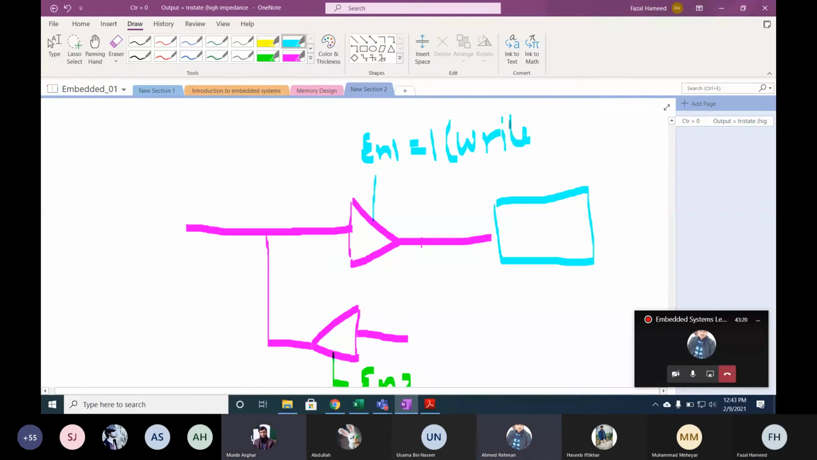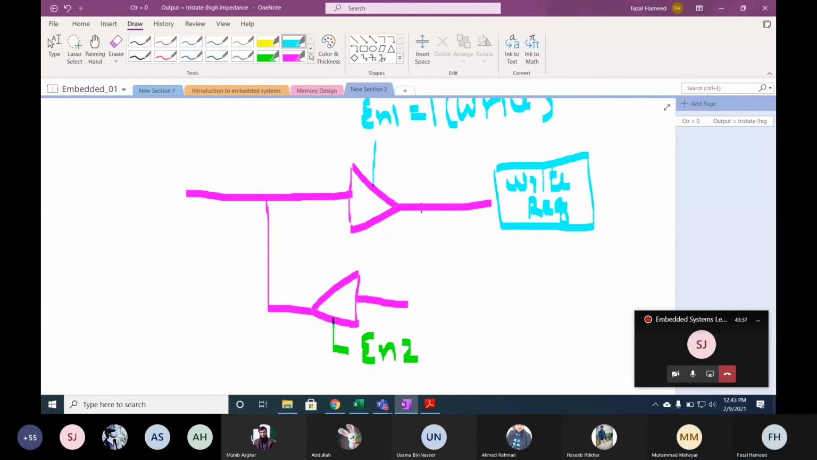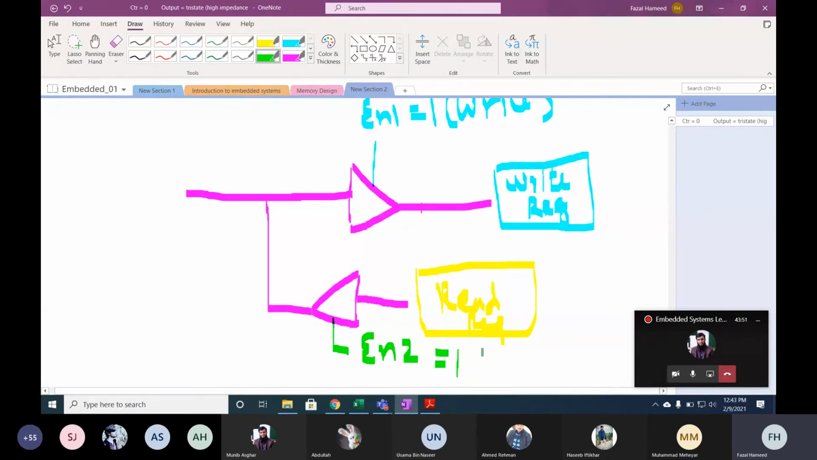Whenever there is a write operation, whatever value is on the bus will be written into a write register. There may be a small register within a memory; we call it a write register. And whenever the microprocessor wants to read some value, that is called the read register. So when enable 2 is 1, will this be a read operation or write operation?